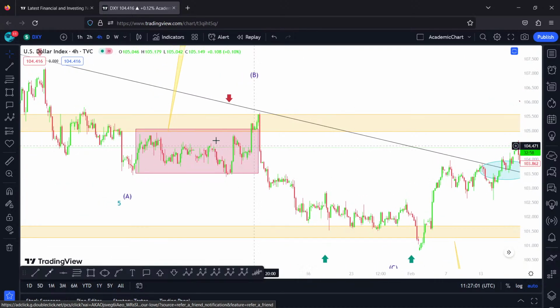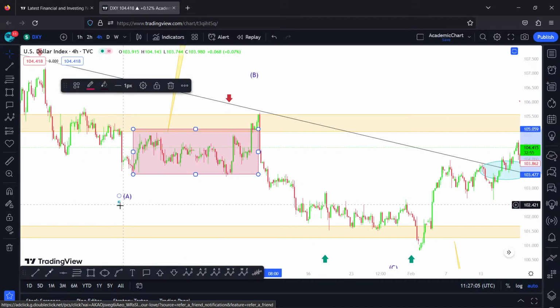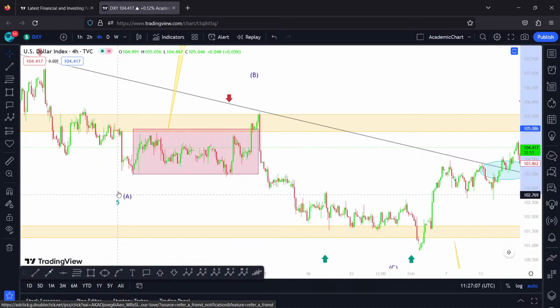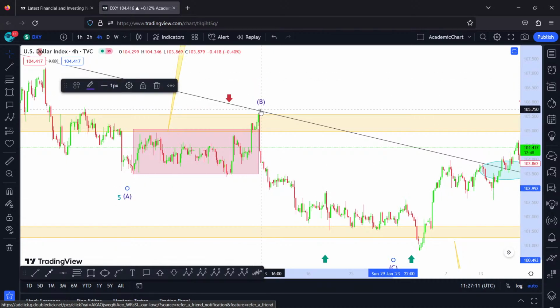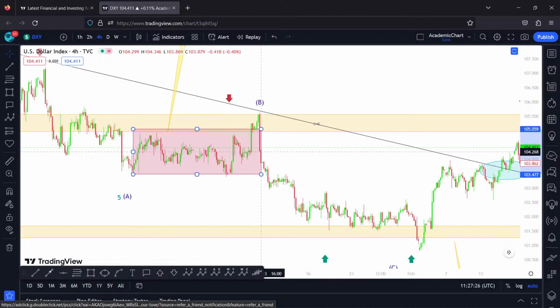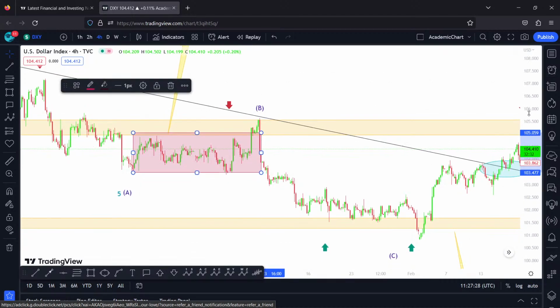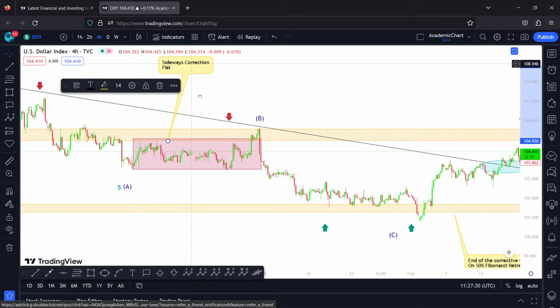Into this corrective structure, as I said, it's a flat. We know that it was the final destination of the fifth wave, or our big A. Now this is our big B, the correction of that corrective structure. But here we are not seeing a zigzag or something sharply going back. We are seeing some sort of a range market. And here it is one of the sideways structures that I actually wrote.